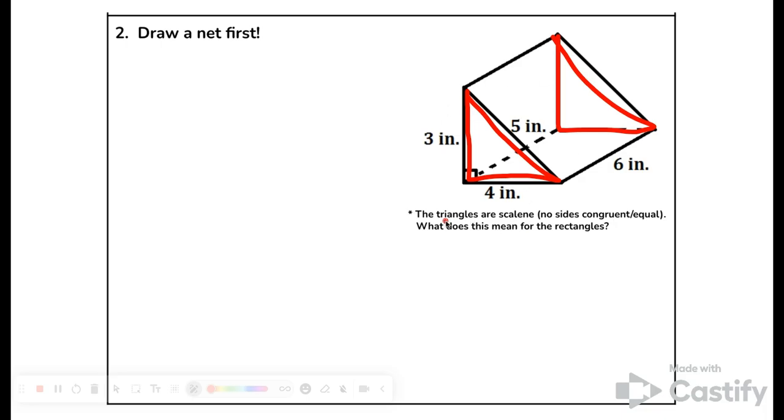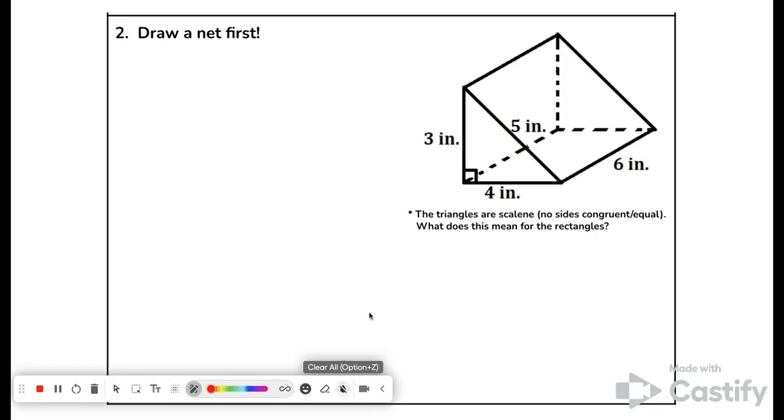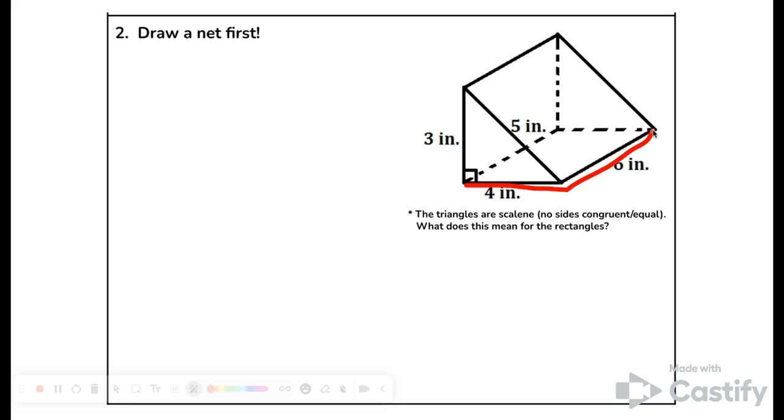But let's hone in on this. I told you that the triangles are scalene. They have no equal sides, no congruent sides. So what does that mean for the rectangles? On the bottom here, this rectangle is 4 by 6. Then over on the side, this rectangle is 5 by 6. And in the back, this rectangle is 3 by 6.